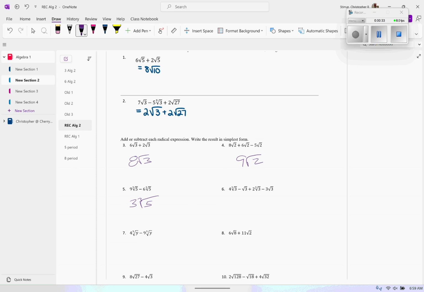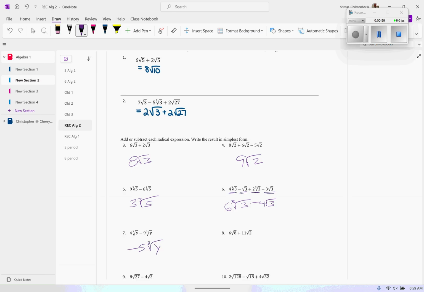Number 6, so careful because those are both third roots. So 4 plus 2 is 6, so I get 6 third root of 3. And then let's go ahead and subtract those. Minus 4 root of 3. We have third root of y's on both, so 4 minus 9 is negative 5, third root of y.